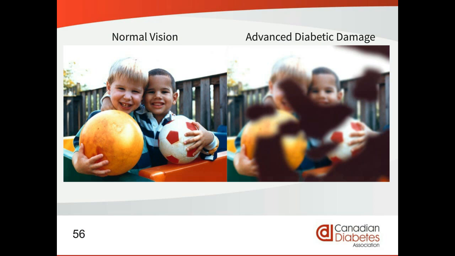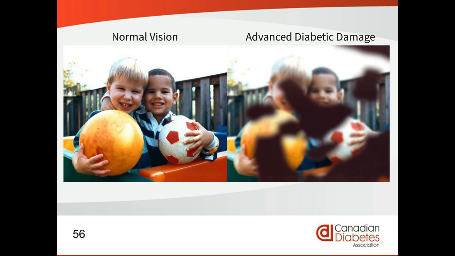So in a normal eye, when you look at those boys with the balls, you're going to see the full features. With diabetic damage, because the vision cells have lost the ability to function, in this case, they don't register light. There's dark spots in the vision. And again, that would cause change in quality of life. You might not be able to drive, read, or see the faces of your family members. Again, not a fun way to go through life.